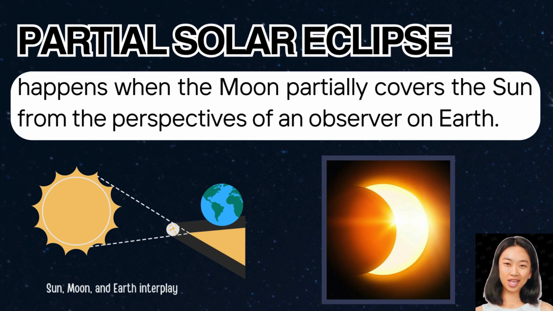Special glasses are necessary to observe a solar eclipse safely because they are designed to block harmful ultraviolet, visible, and infrared radiation emitted by the Sun. Without them, looking directly at the Sun during an eclipse can cause severe eye damage, including permanent blindness.